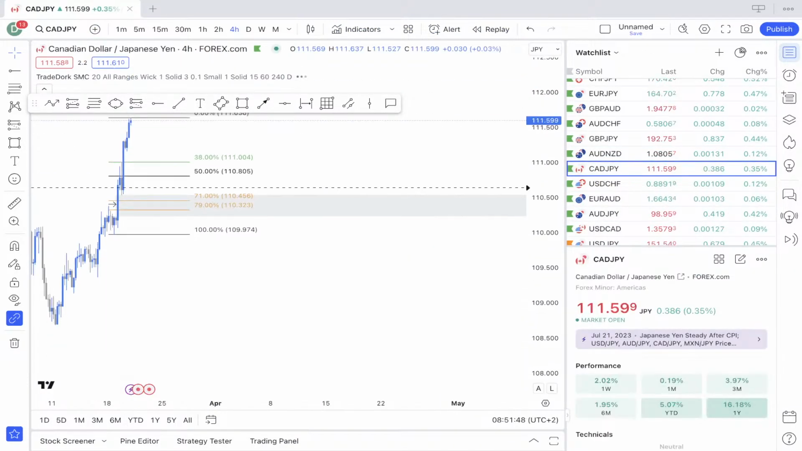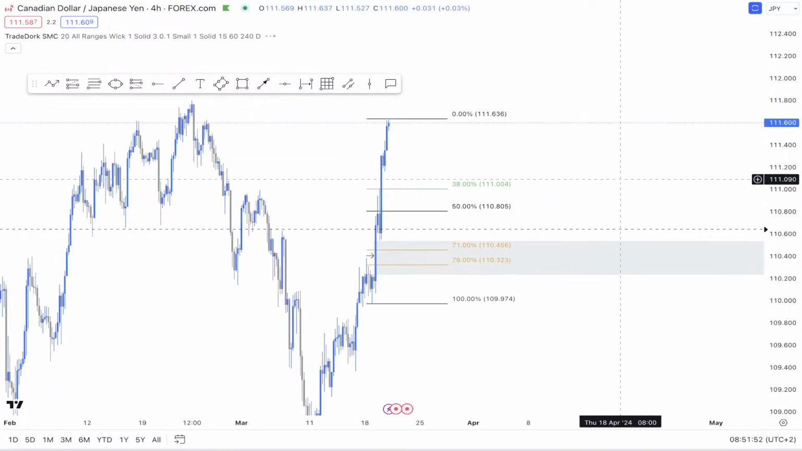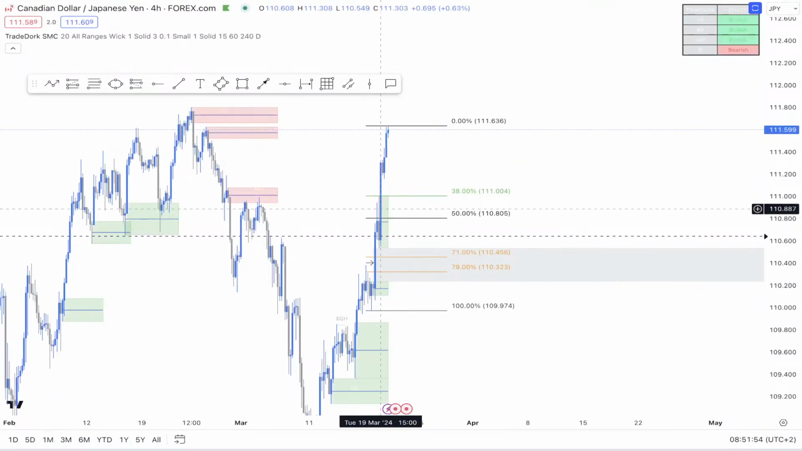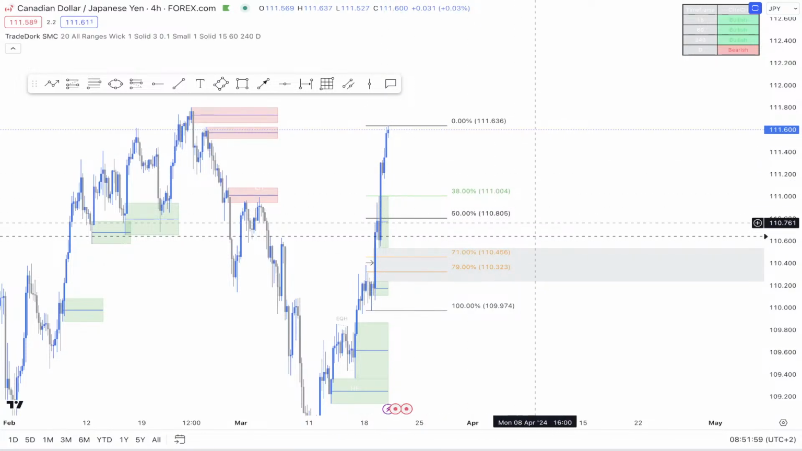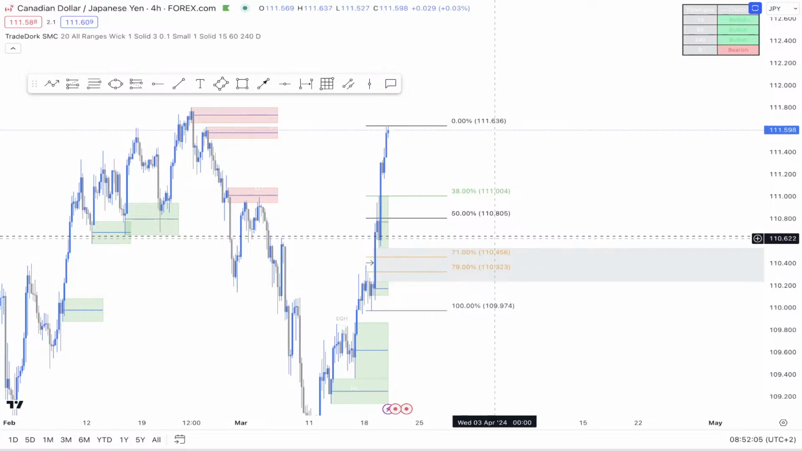CAD JPY coming up next with another bullish opportunity. Okay, we can see we have a very textbook, aggressive break of structure to the upside with this bullish leg. After the break, imbalance was left behind because I was able to identify this fair value gap right here, lining up perfectly with the point of interest.